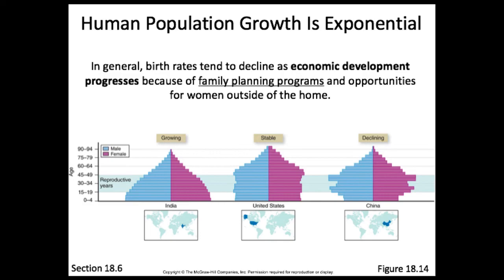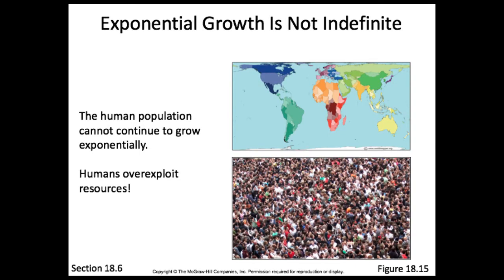In general, birth rates tend to decline as economic development progresses, largely because of family planning programs, as well as opportunities and education for women outside of the home. It is absolutely essential that administrations and governments around the world finance these public family planning programs so that we can control our world population and have a quality of life for all, not just the wealthy nations.